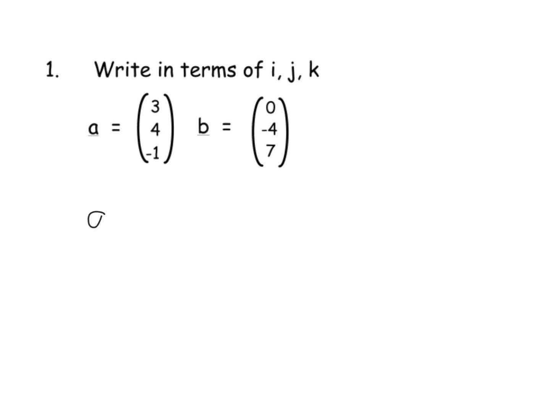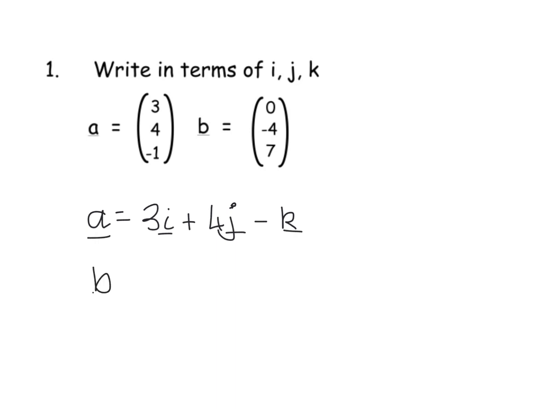So vector a can be written as 3i plus 4j, and then that's negative 1. Remember, we don't put the 1 in, and then so that would just be negative k. And don't forget to underline all your little letters. So that is what vector a would look like.